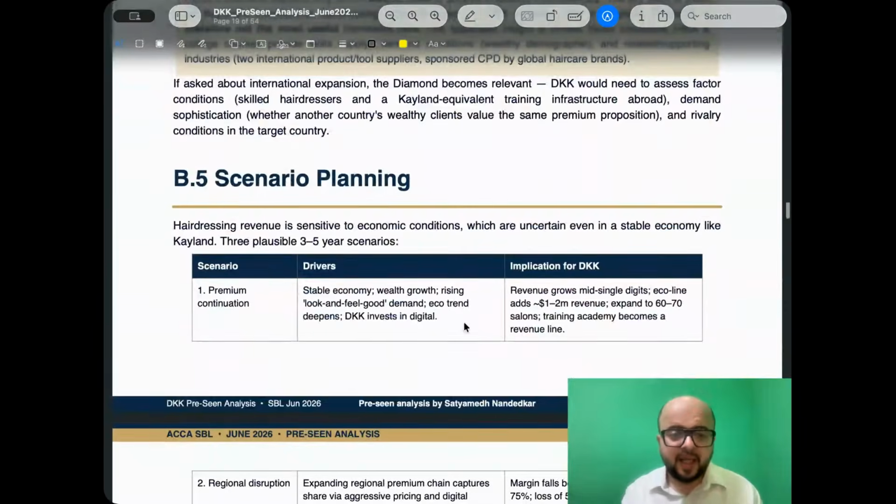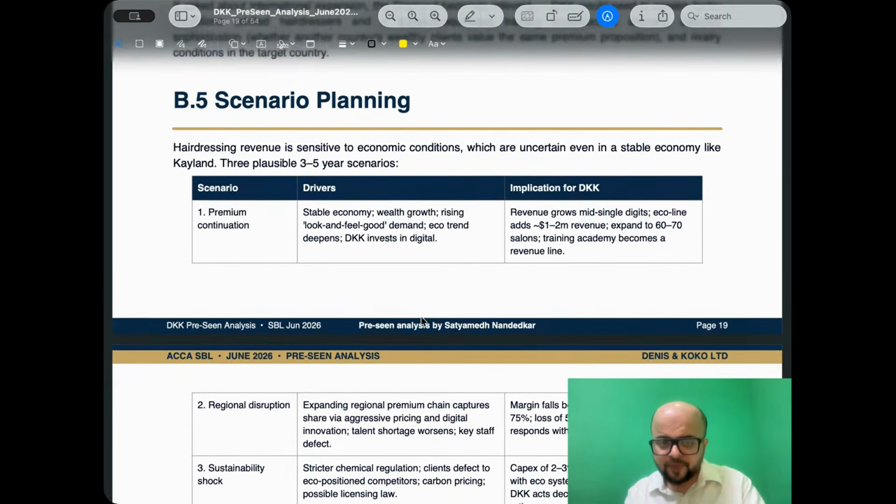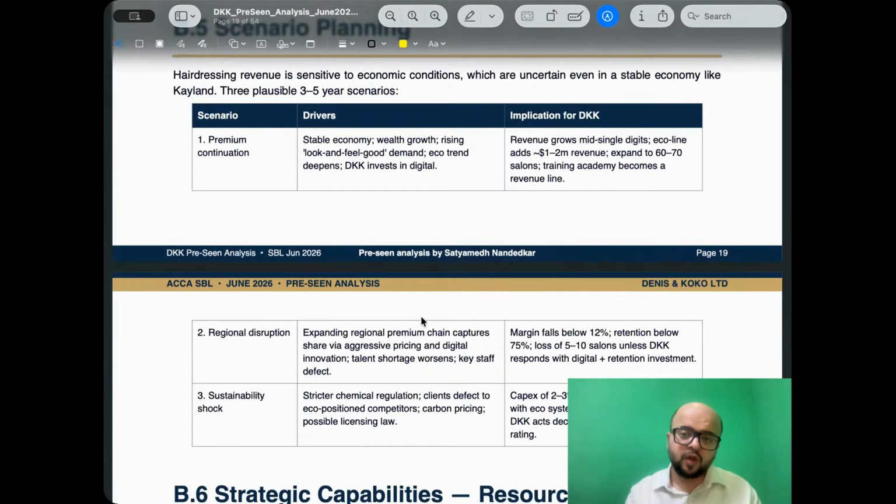Okay, now let's understand scenario planning a bit. Hairdressing revenue is sensitive to economic conditions, which are uncertain even in a stable economy like Kaeland. Three possible 3 to 5 year scenarios. Scenario planning means looking at what could happen in different situations. The first one is premium continuation. The economy remains stable, there is growth of wealth, there is a rising demand for the look and feel good aspect, the eco trend continues, and DKK invests in more digital marketing. So revenue grows mid single digit.